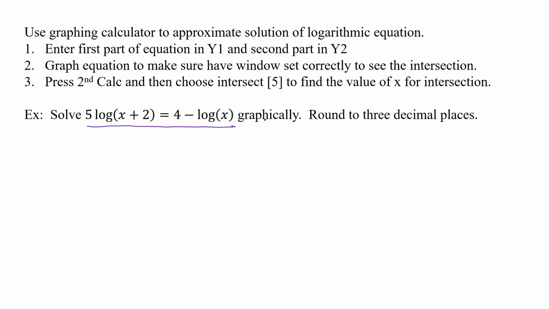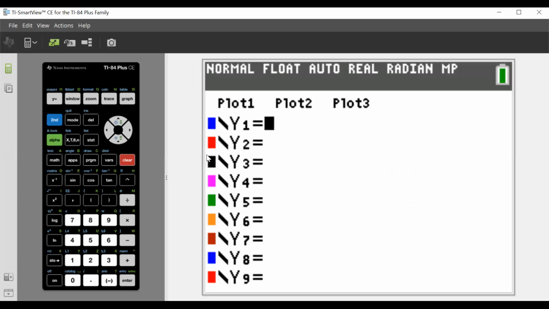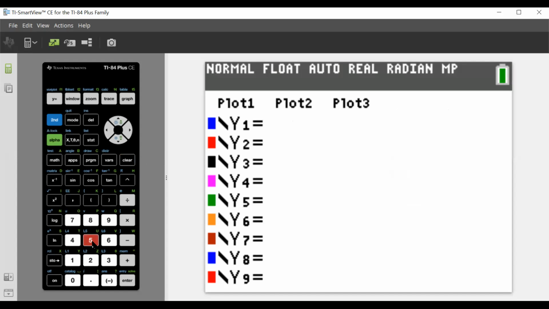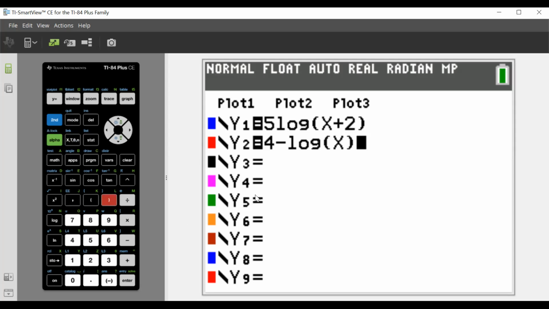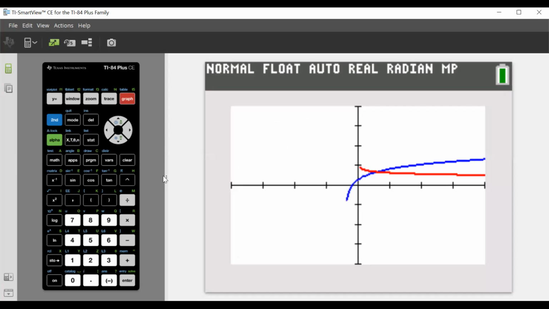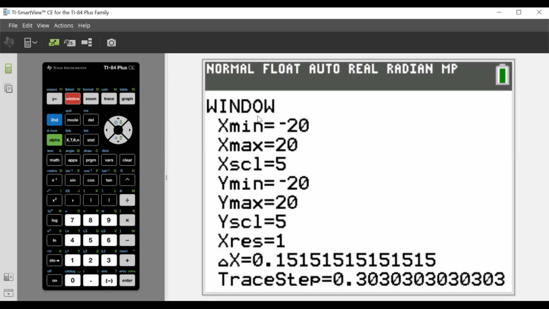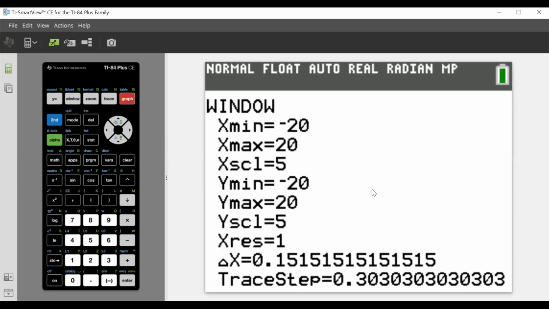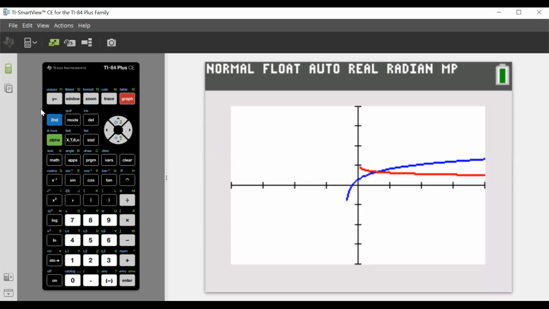All right. So we're going to say this is y1, this is y2, and then we're going to plot it. So let's go to our calculator. We said y1 was going to be 5 log of x plus 2. And then we said y2 was going to be 4 minus the log of x. That's all it has to have. Now we graph it. Everything's on the window. I just used the standard minus 20 to 20 and 5, and we have our intersection right there.